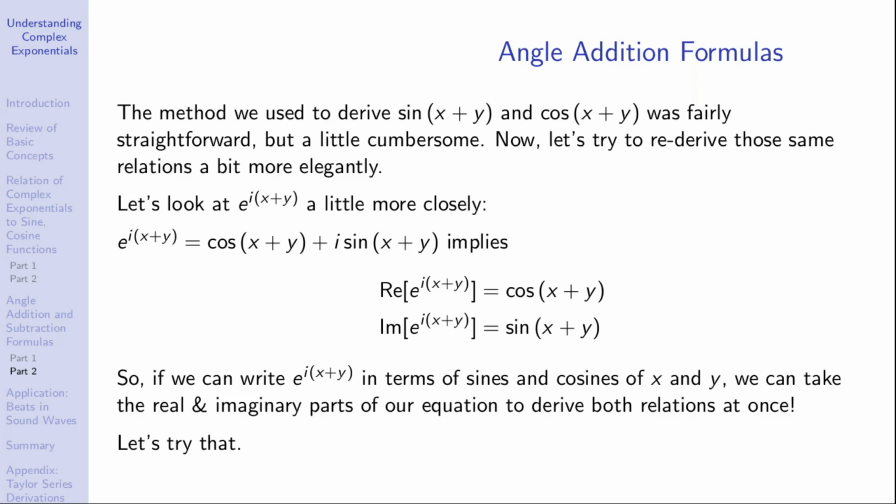So, if we can write e to the i(x plus y) in terms of sines and cosines of x and y, we can take the real and imaginary parts of our equation to derive both relations at once. So let's try that.